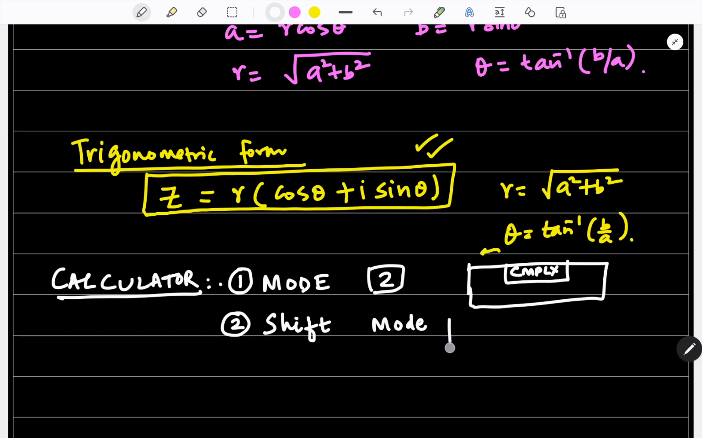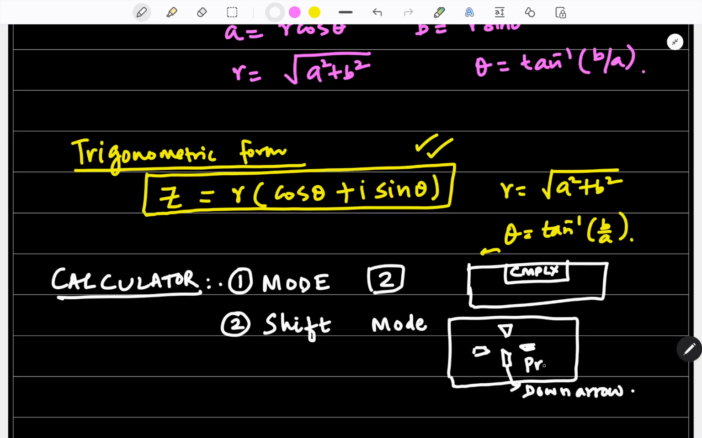What do you mean by down arrow? I'll tell you. In the middle of your calculator, you have 4 arrows, right? So 4 arrow marks are there. This one I'm calling the down arrow. So what you need to do, you press shift mode, and then press this down arrow.